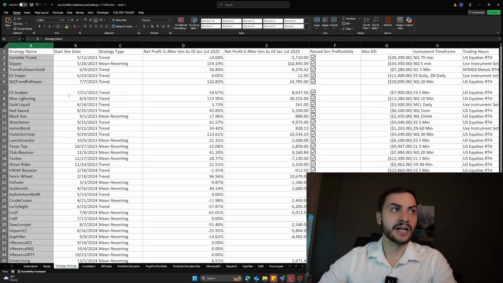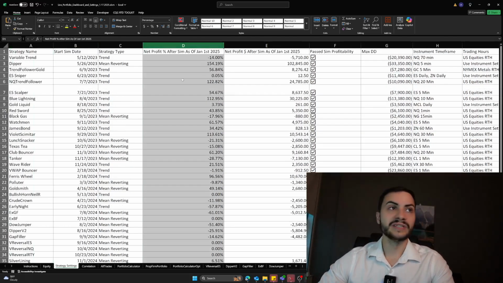And here I have the strategy name, and we have some data of when it started. But column D here is the most important column. So this is the net profit percentage after SIM as of January 1st. What does this mean? This is the percentage profit after the trading system has completed its SIM incubation.